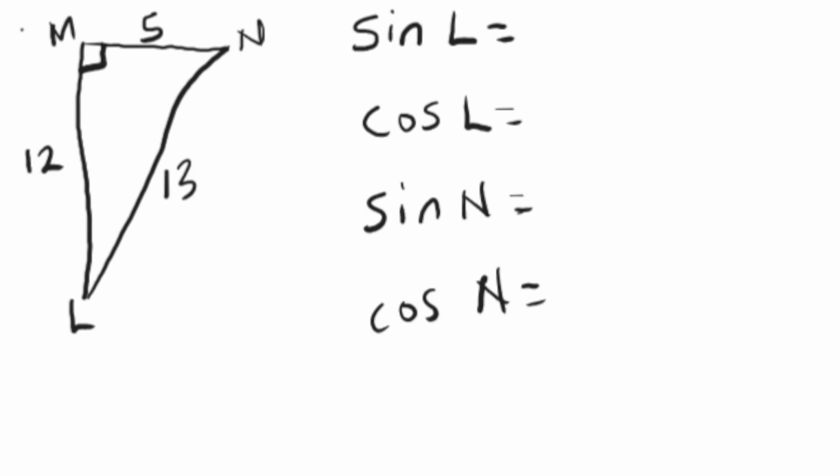So let's look for the L first. So L is here. If this is our L, then here is going to be our opposite, and here is going to be our adjacent. The hypotenuse is always the same. This is the 90, so here becomes our hypotenuse. So sine is opposite over hypotenuse.